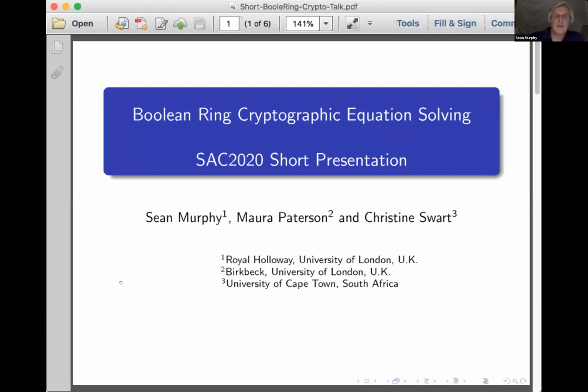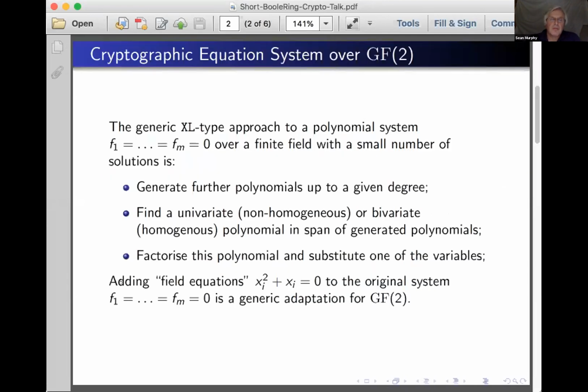So this is work with Mara Patterson from Birkbeck in London and Christine Swart in Cape Town. So we're considering the problem of solving a polynomial system f1 equals f2 up to fm equals 0. We're going to look at it over GF2, but first to give some background on the general approach people use to do this over a finite field.